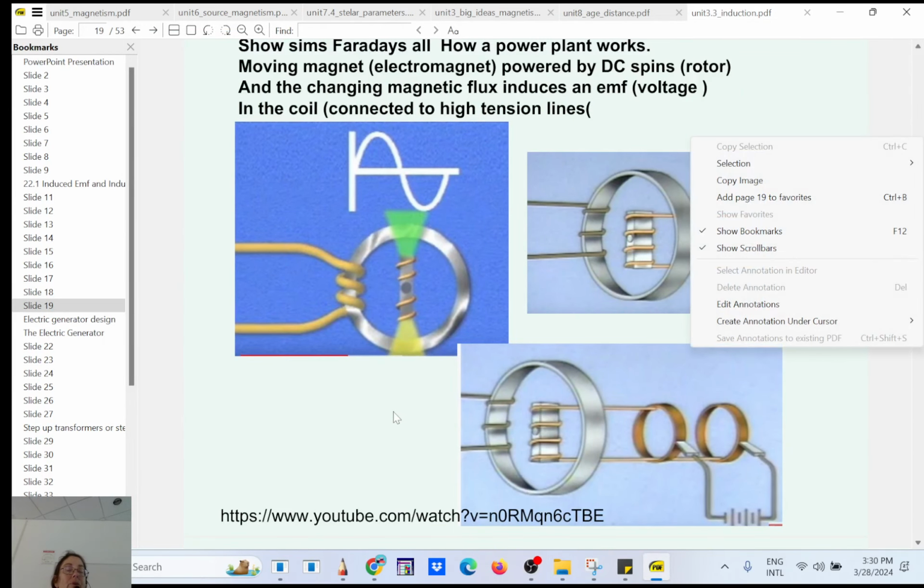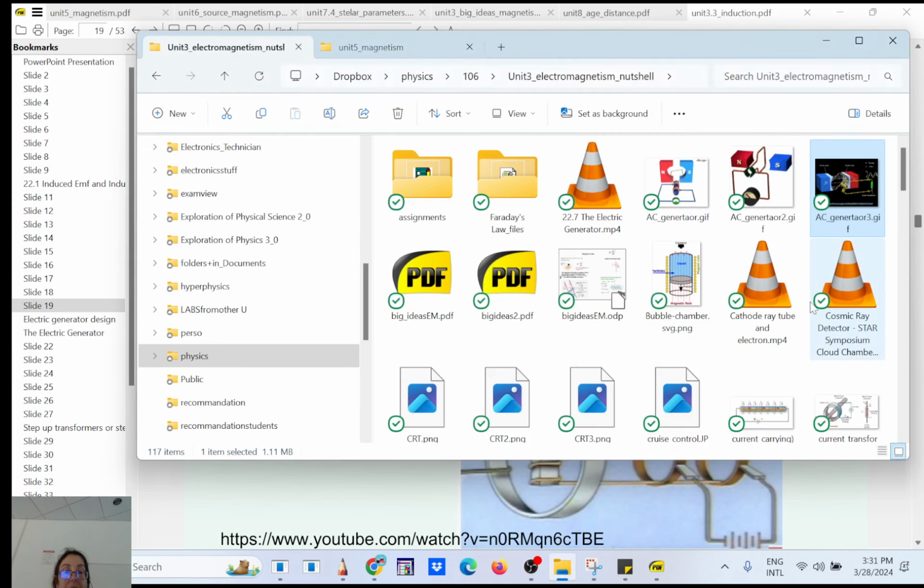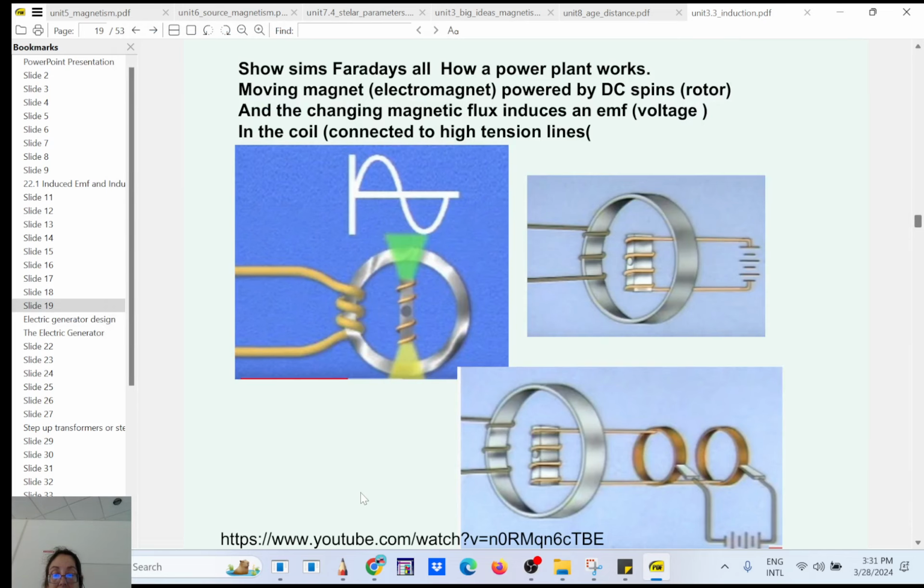So how do we produce electricity? Okay, so you're gonna have something that will spin here, which is called the rotor, and this is called the stator. So I want to show you the movie, I don't know what it's called. Video.